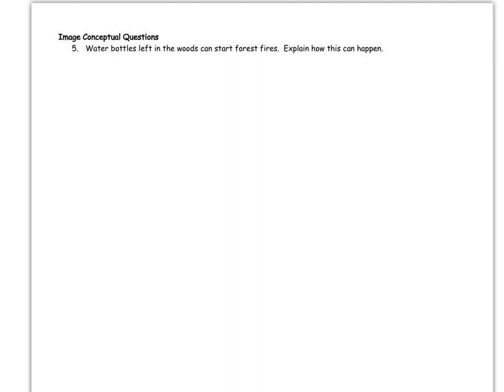Let's start working through these homework problems here. So for the first one, we're told a water bottle left in the woods can start a forest fire. So we want to explain how this could happen.